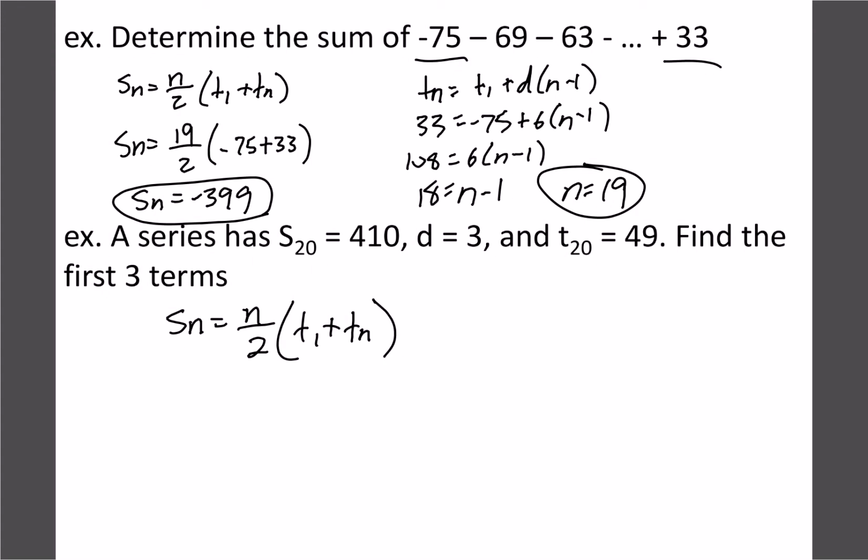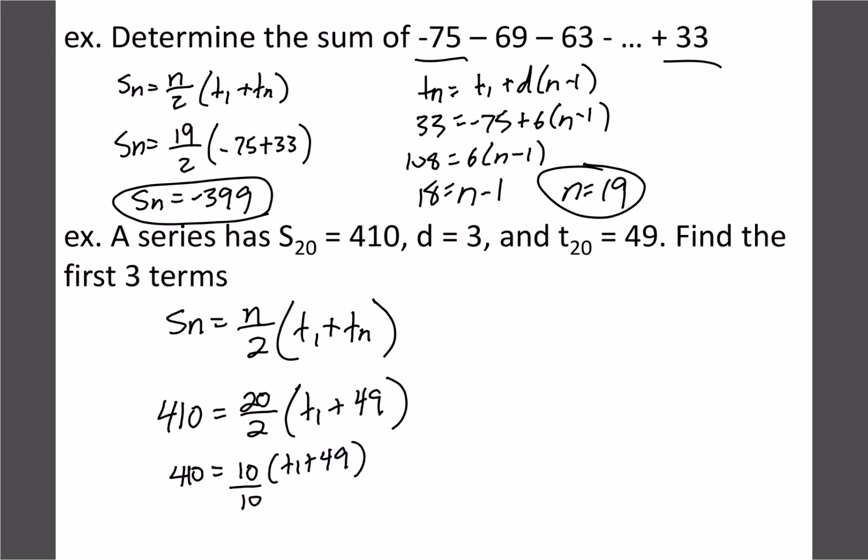And let's plug in everything we know. Both of these are 20 terms, so our sum of the 20 terms is 410. Let's put that in for Sn. We know we have 20 terms, so 20 divided by 2. We don't know term 1, but we do know that the last term is 49. So we can actually solve this for term 1. So we'd have 410 equals 10 times term 1 plus 49.